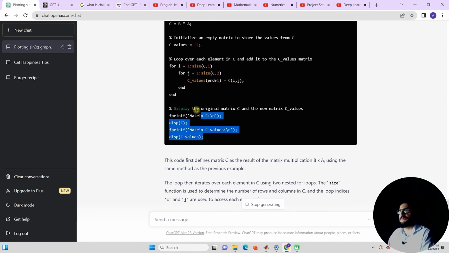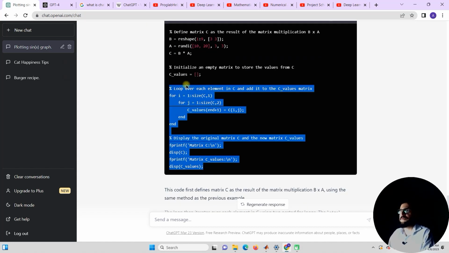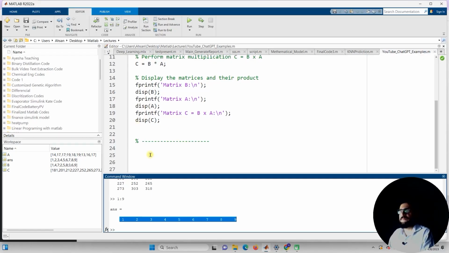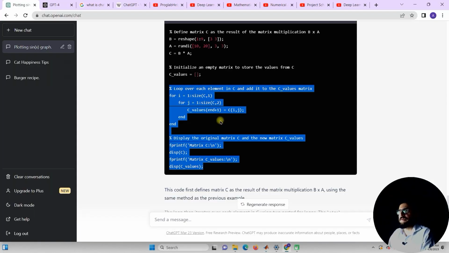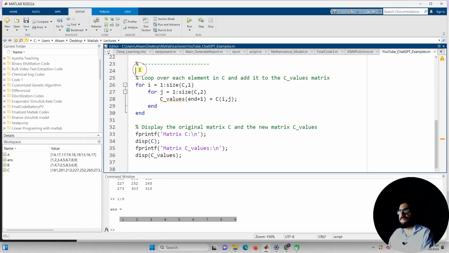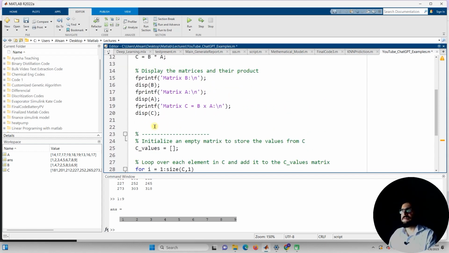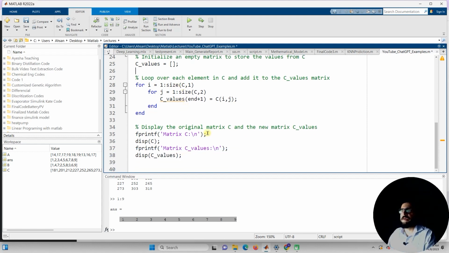So we already have the values of B and A and C. We will just copy the end of the code. We will come back to the MATLAB environment, and we have here our for loops. Let me see if I'm not missing anything. Yeah, I'm missing this thing. So we have our C value, and then we have our for loop, and then we have some code lines to print that C. First, let's run it, then I will break down the code for you.